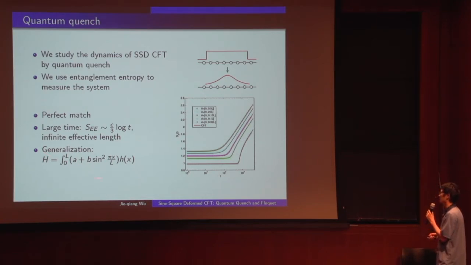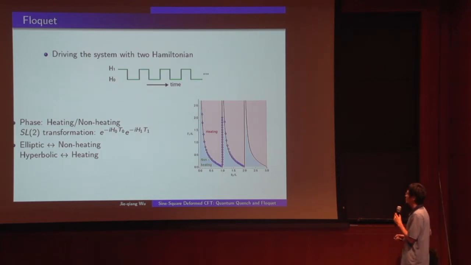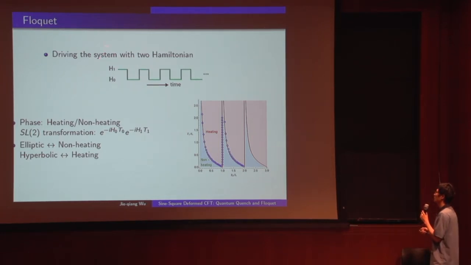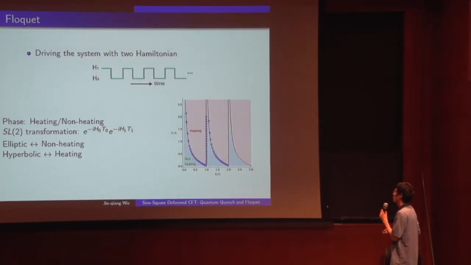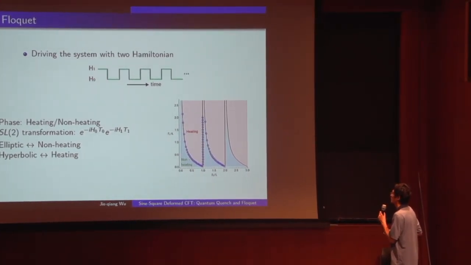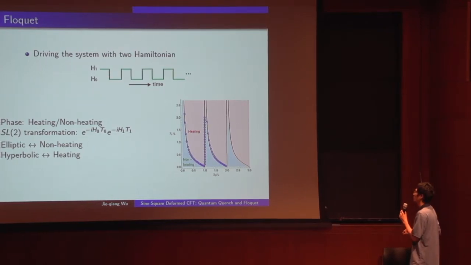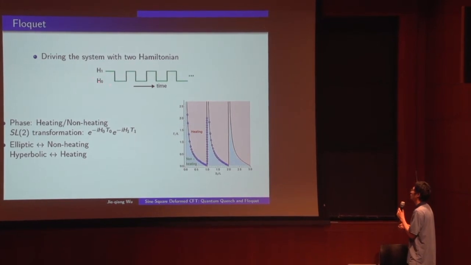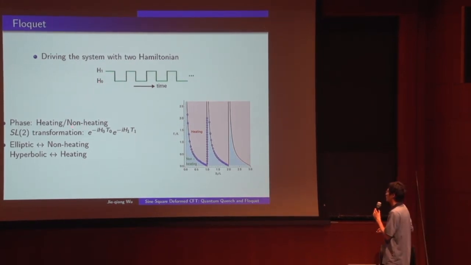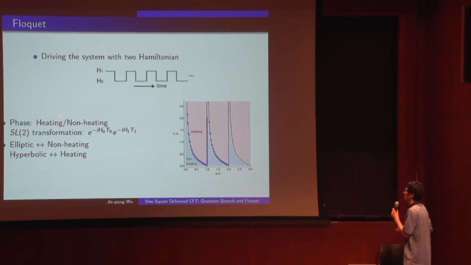And we can also consider this kind of generalized Hamiltonian. With these two Hamiltonians, the original Hamiltonian and this new deformed SSD Hamiltonian, we can also play a Floquet problem. Floquet means that you have a system and you drive it periodically with these two Hamiltonians. By tuning the time of these two Hamiltonians, you can have different phases. For example, the system can be heating and can also be non-heating.